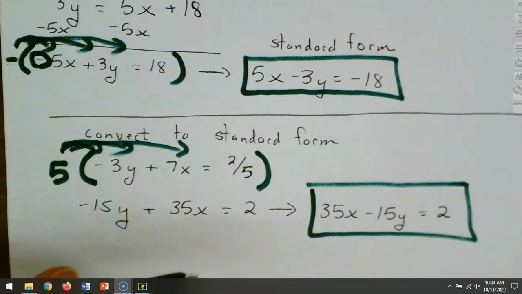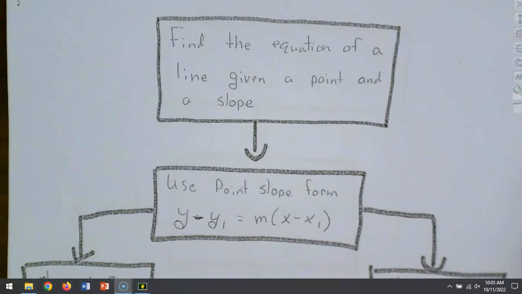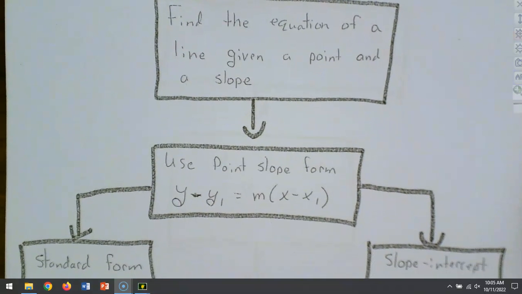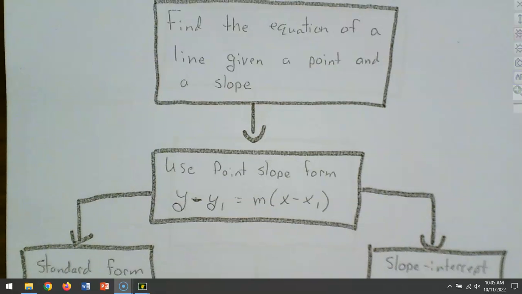Now, notice that handout that I gave you. Not the homework, but the handout. This is going to be very beneficial when we go to find our equations. Now, there are 3 different scenarios. You can have a point and a slope. That's the first one. You can have 2 points, or you can have a line equation and a point.